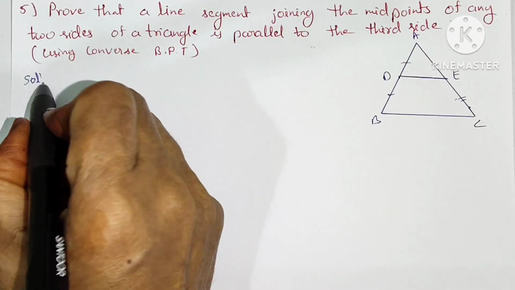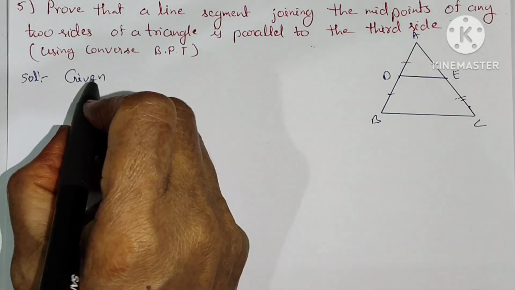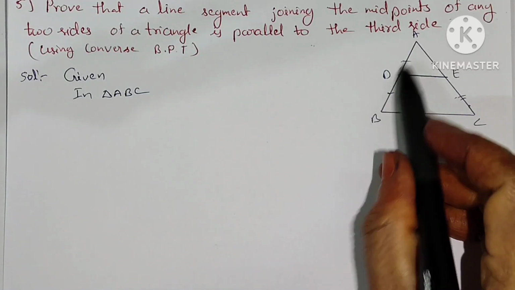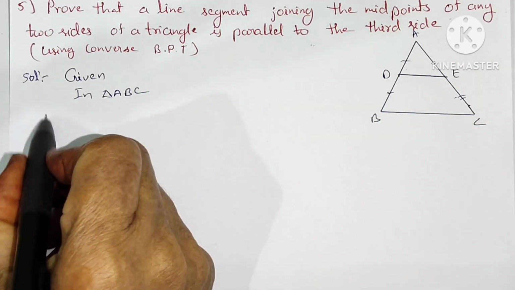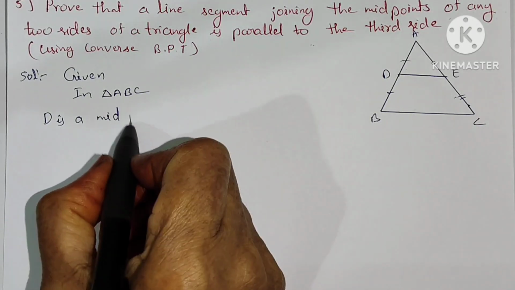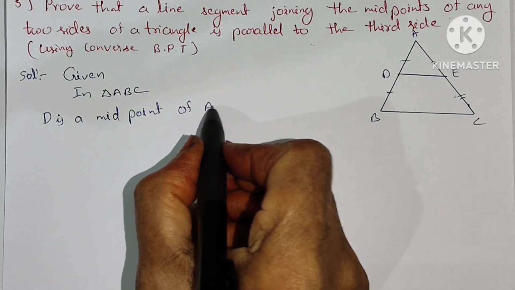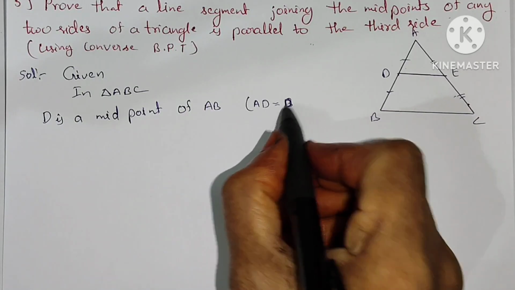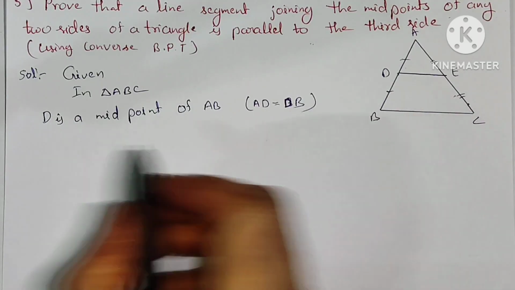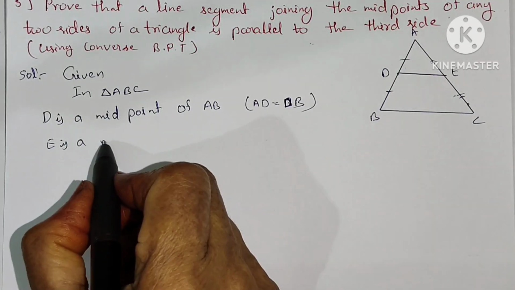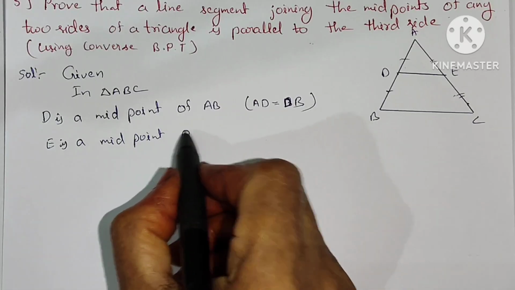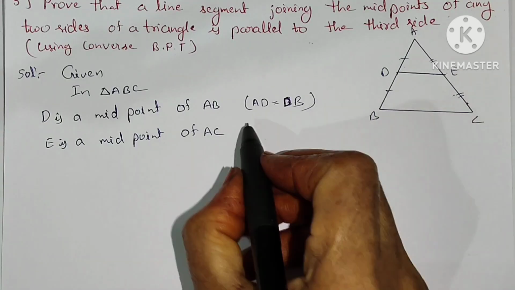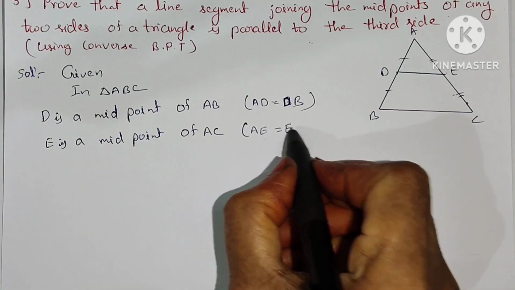First we write the given data. Given: in triangle ABC, D is the midpoint of side AB, so AD equal to DB. These two are equal. Next, E is the midpoint of AC, that is AE equal to EC.